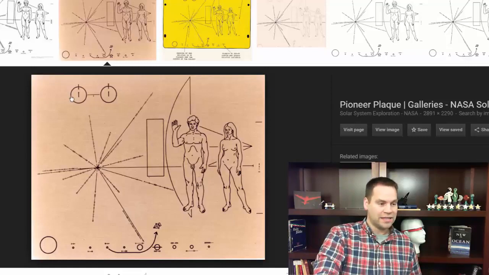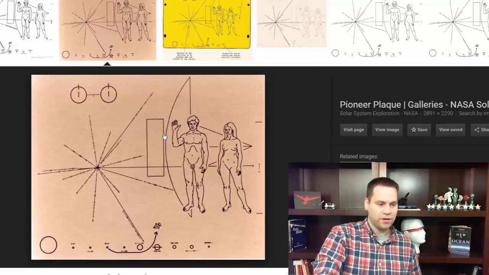It shows at the top a basic understanding of the hydrogen atom. And then this map here on the left shows a pulsar map, which is meant to show the location of the sun relative to these pulsars. So again, it's supposed to be a map. And then on the bottom, you have a map of our solar system, which is meant to show the trajectory of the Pioneer spacecraft.